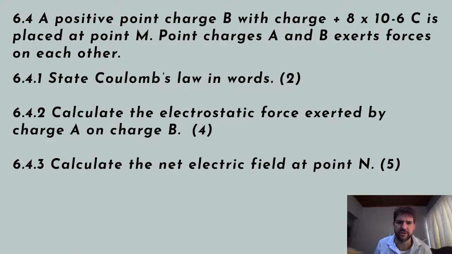Right, now the next part is question 6.4, and now is when the calculations begin. They say a positive point charge B with a charge of positive 8 times 10 to the minus 6 coulomb is placed at point M. So now M is not going to be a point anymore. M is going to be a new charge, also 3 meters, and that charge is a positive charge with a magnitude of 8 times 10 to the minus 6 coulombs. That one is the new charge. It is no longer a point, now it's a charge.